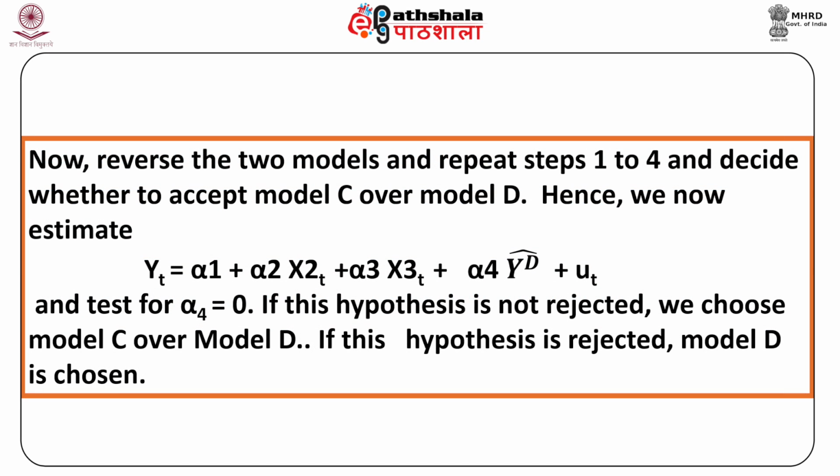Now reverse the two models and repeat steps 1 to 4 and decide whether to accept model C over model D. Hence we now estimate yt is equal to alpha 1 plus alpha 2 x2t plus alpha 3 x3t plus alpha 4 yd plus mu t, and test for alpha 4 is equal to 0. If this hypothesis is not rejected, we choose model C over model D. If this hypothesis is rejected, model D is chosen. Problems. It is possible to arrive at a conclusion where both models are either accepted or both models are either rejected, in which case it won't be possible to make a decision for the choice of the model.